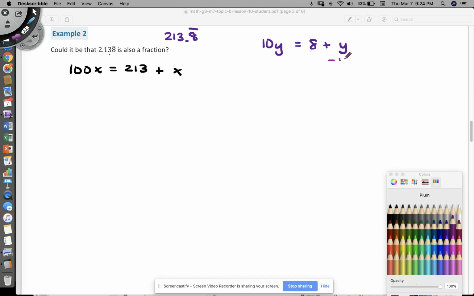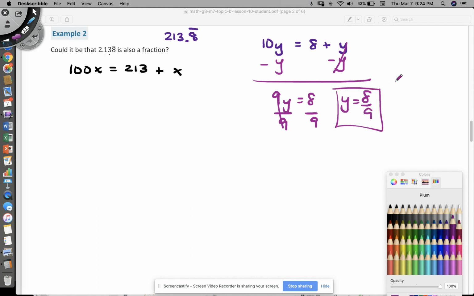I'm going to subtract my y's to combine them. That cancels, giving me 9y equals 8. Divide by 9. The 9's cancel. So my y equals 8/9. Now that's one of my answers. It's just not my final answer.